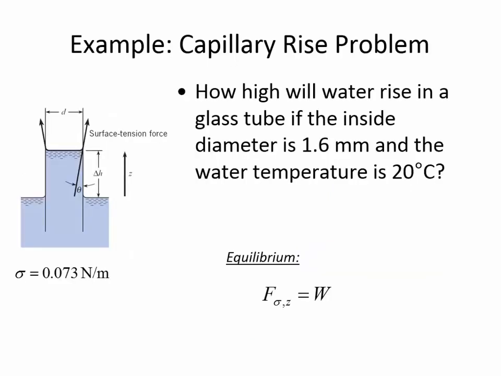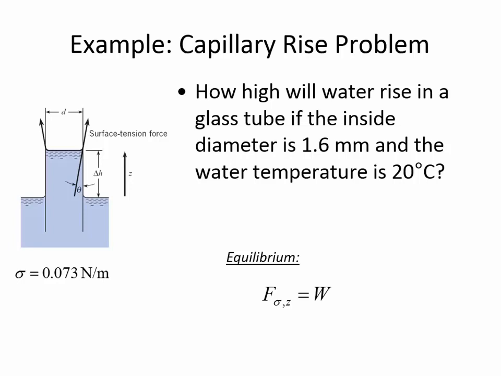And that's the track you need to go on for this illustration. Let's say that we have a glass tube and the inner diameter is 1.6 millimeters. The water temperature is 20 degrees Celsius, and that gives us the surface tension constant that we're supposed to use, 0.073 newtons per meter.